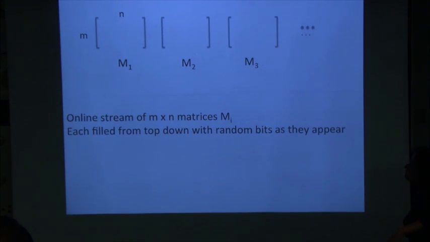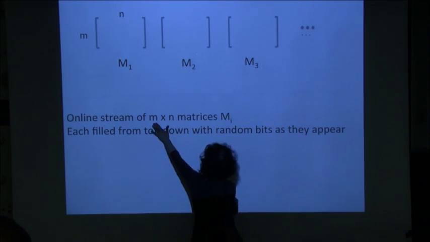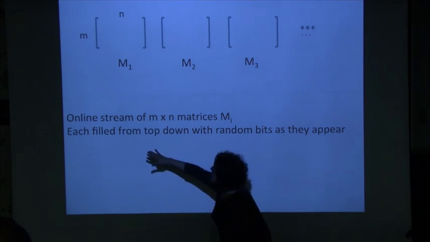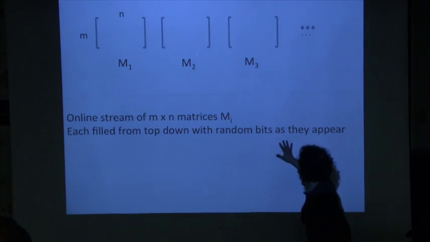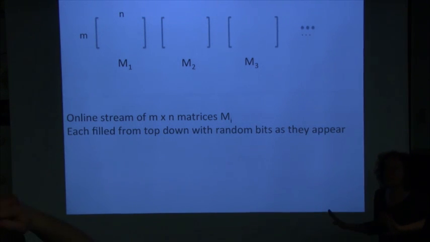We're going to see a sequence of matrices. There'll be m by n matrices. M will be specified by the algorithm. And now each matrix is going to be filled top down with random bits. I know that sounds ambiguous. Give me a second.